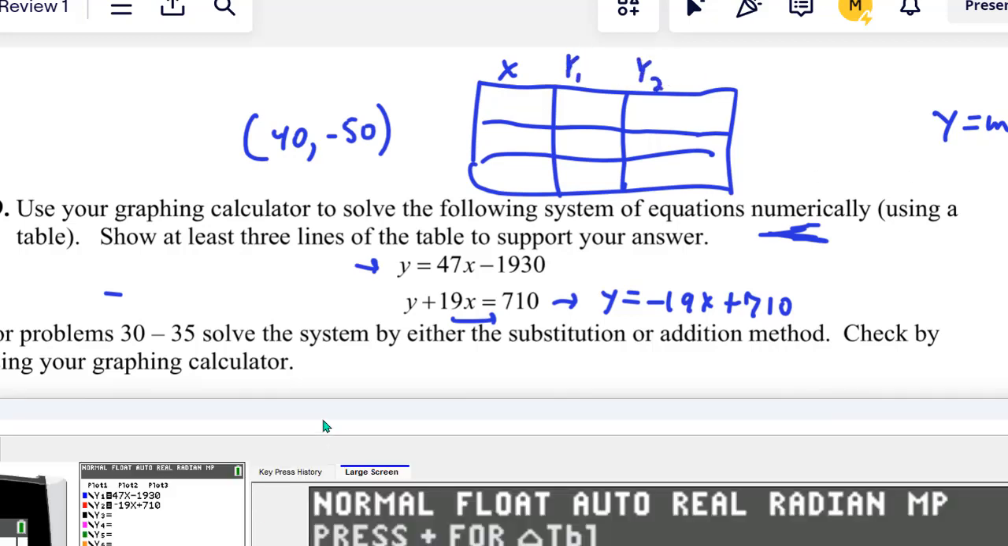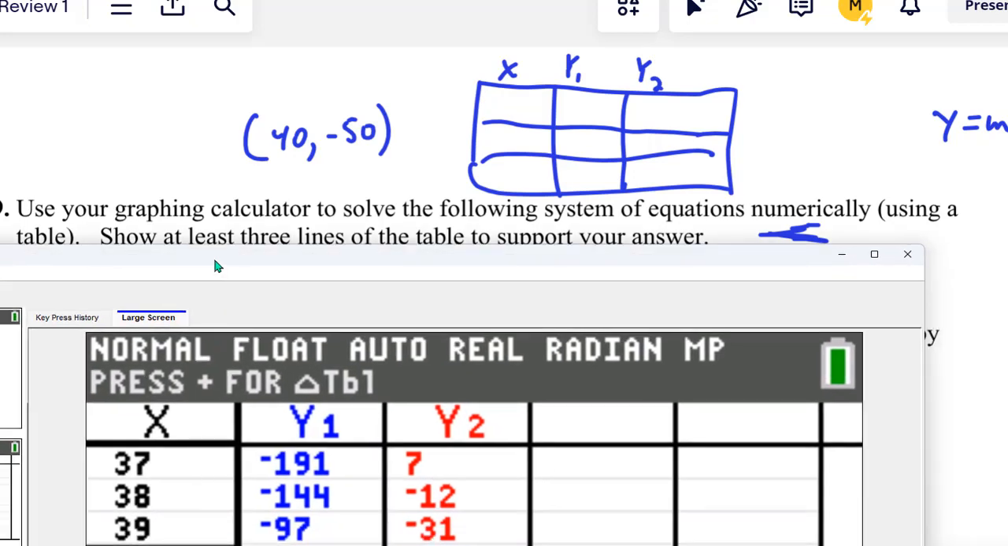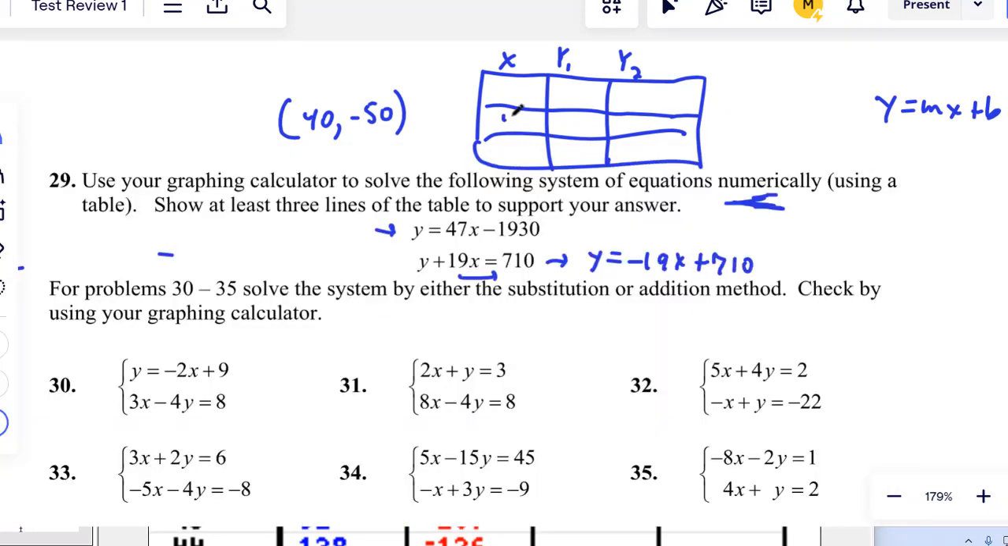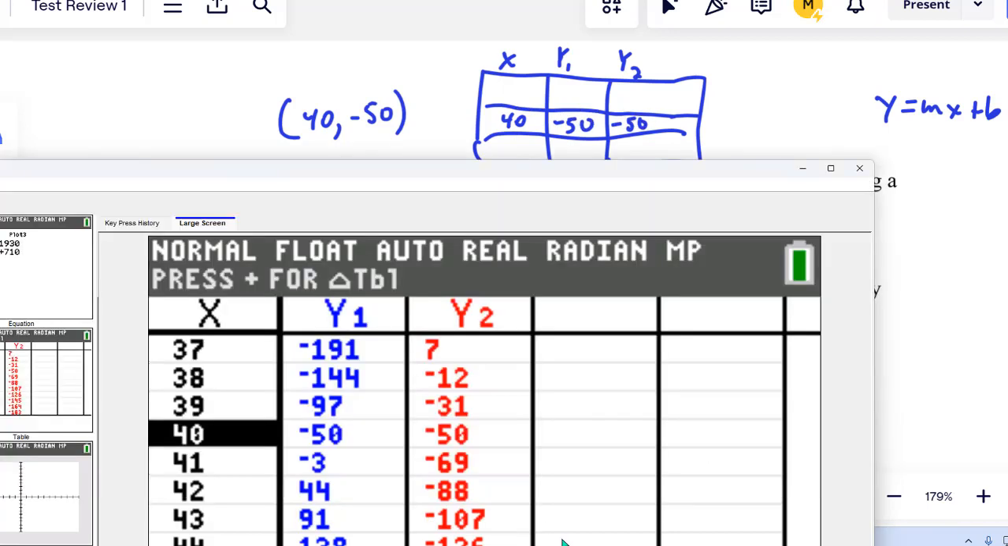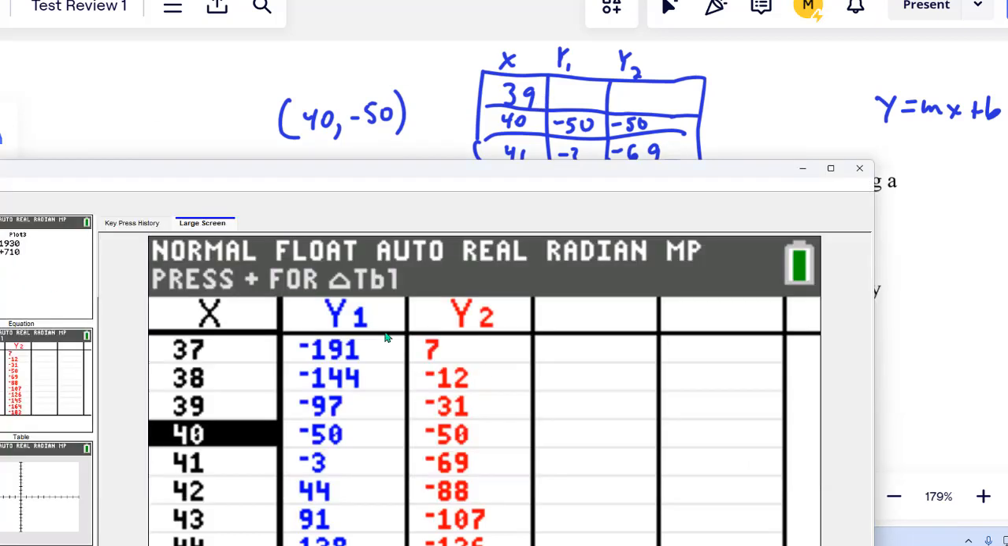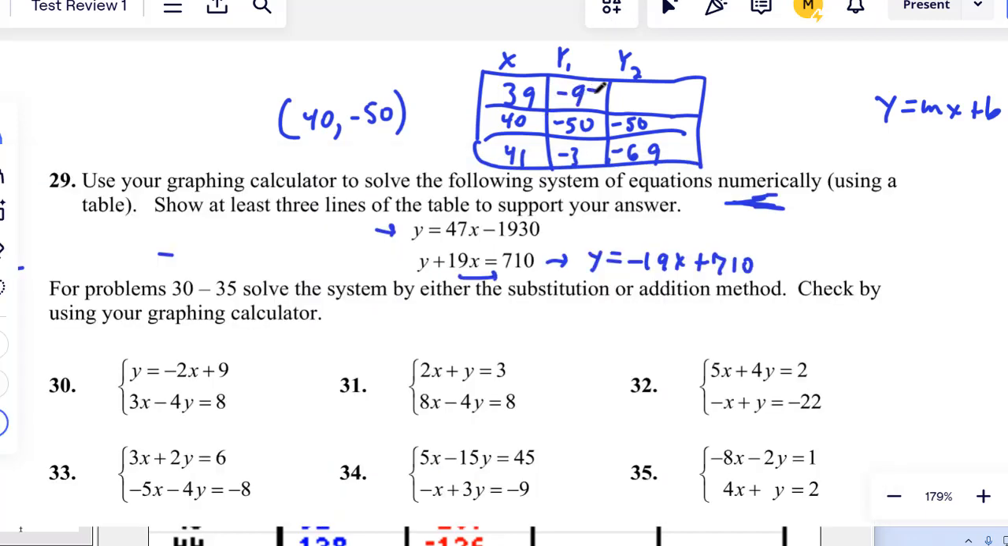And if you look at the calculator, when x was 40, y1 and y2 were negative 50. So in the middle, you'd put 40. And you'd want one row above and one row below. So 41 was negative 3, negative 69. And then we have to put in for 39. That would be negative 97, negative 31. Right? And this is our winner. Right? So that's a numerical method.